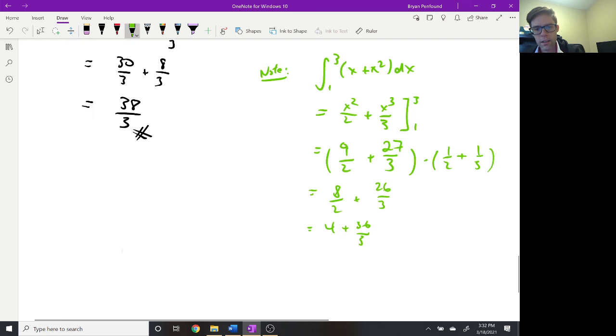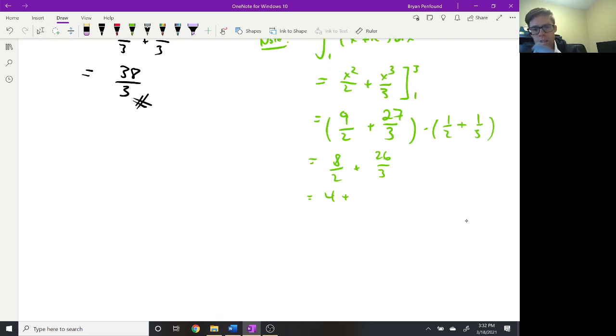But a quick double check here, just by using the fundamental theorem, should verify that our final answer of 38 over 3 is right. So I ended up simplifying this to 4 plus 26 over 3. 4 is 12 thirds. And I keep writing 3 for some reason. And I believe 12 and 26, that should give us our 38 that we're looking for.